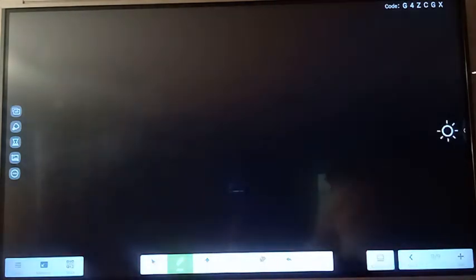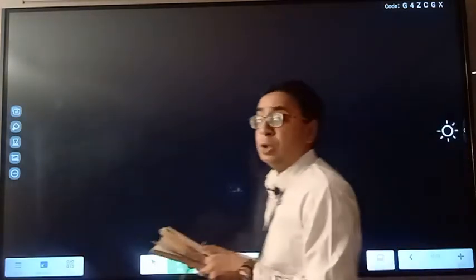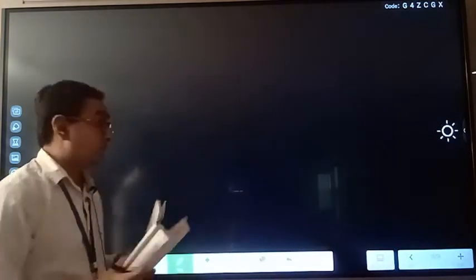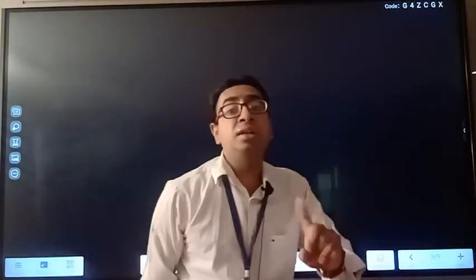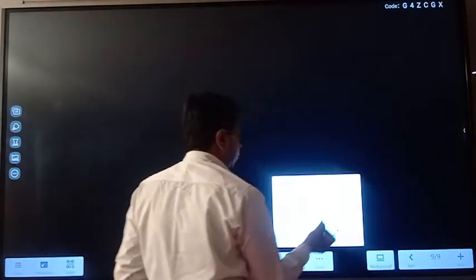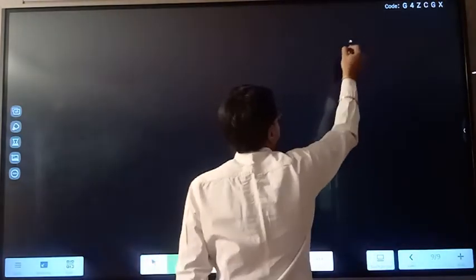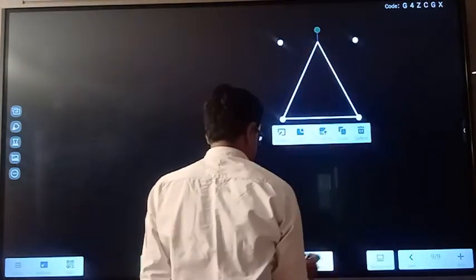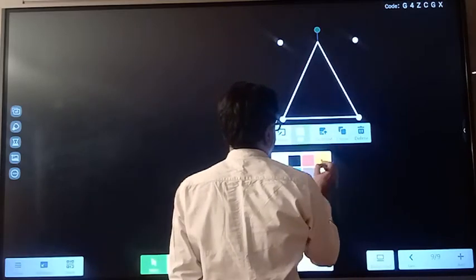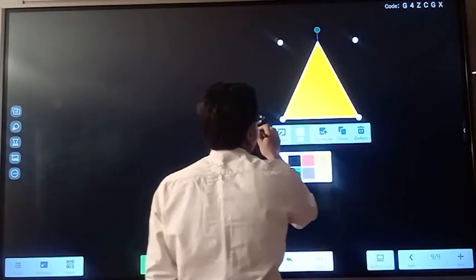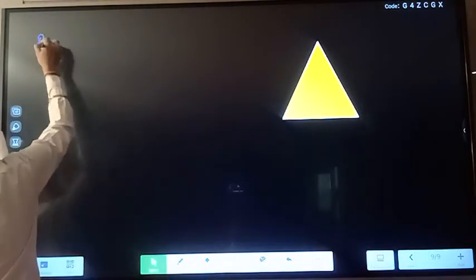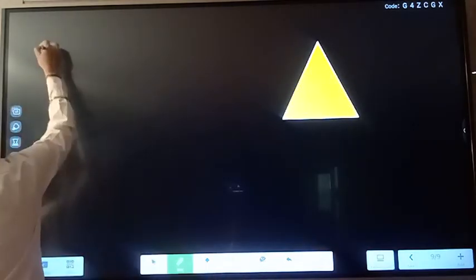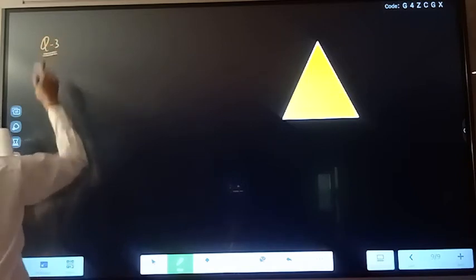Next, question number 3. The base of an isosceles triangle. What do you mean by isosceles triangle? A triangle whose two sides are equal and opposite angles are equal. So we'll be talking about an isosceles triangle. Question number 3.